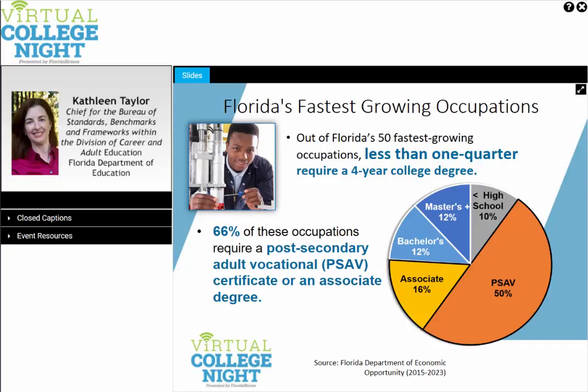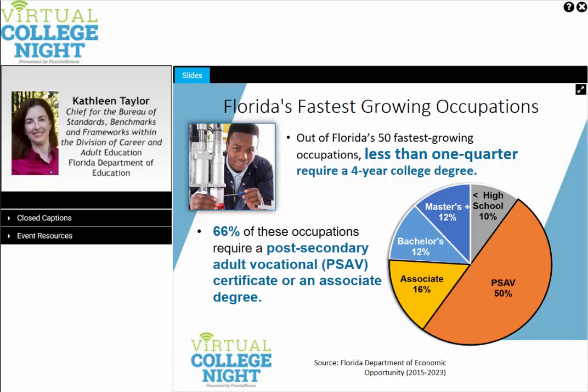So when we move our attention to data related to Florida's growth occupations, it is forecast that 66% of Florida's fastest growing occupations will require a certificate or an associate degree. Career certificates, also known as PSAV certificates, can be earned in our district technical centers and colleges and at many of our state colleges within the Florida college system. The length of program time varies from 6 months to 2 years.